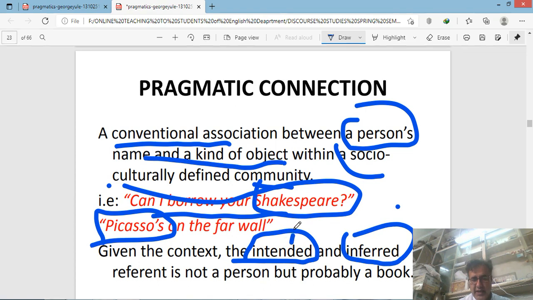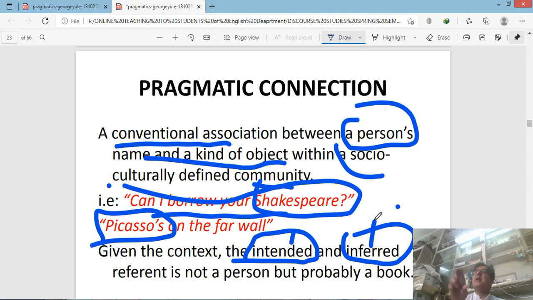Here the intended and inferred meaning is not actually the name of the person, like Picasso or Shakespeare. We do not mean these persons when we are talking. So this term is pragmatic connection. We are trying to establish a kind of pragmatic connection with these two objects. For example, if you say, "Can I borrow Shakespeare?"